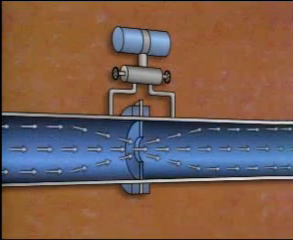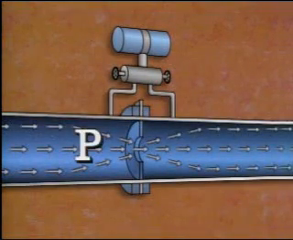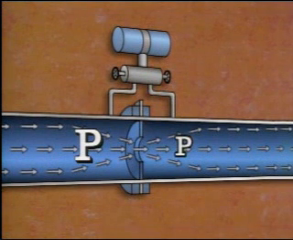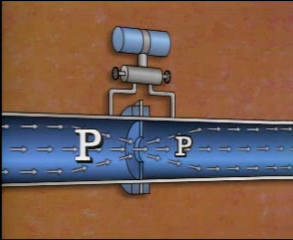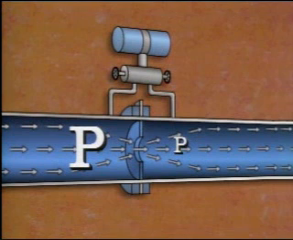When fluid flows through the orifice, the pressure on the upstream side of the plate is greater than the pressure on the downstream side. The difference between the two pressures is proportional to the flow rate of the fluid through the plate. The greater the difference between the two pressures, the greater the flow rate.